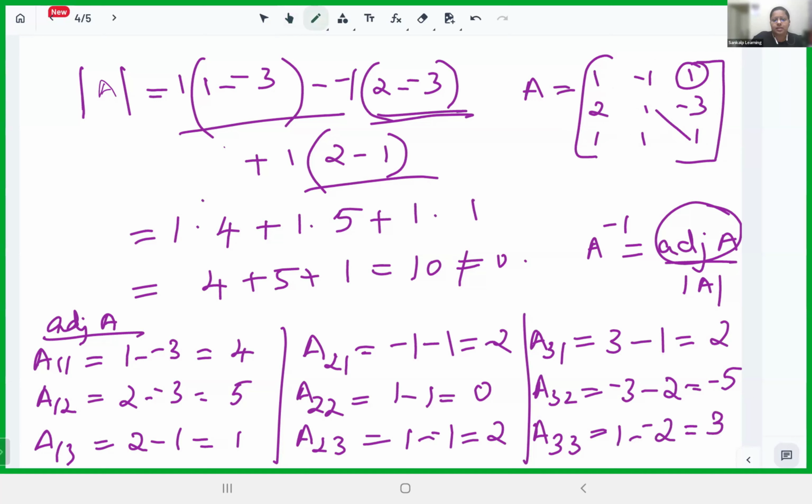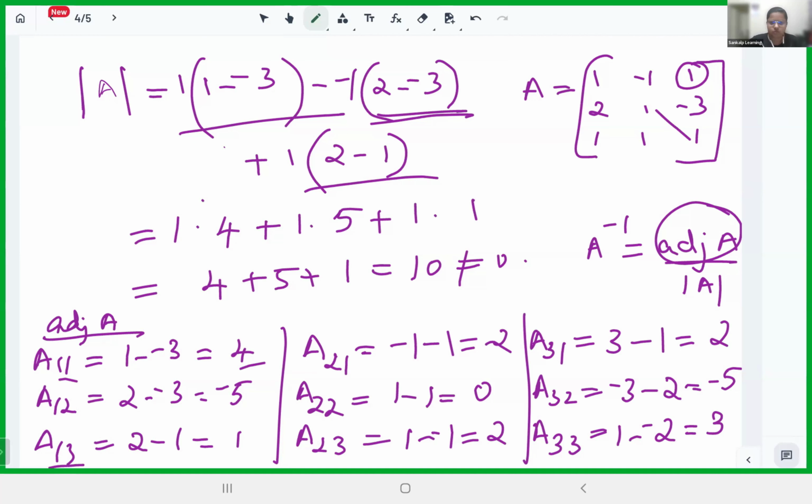Now what you have to do? You are writing cofactors, right? Cofactor means it is a signed minor, which means you have to change the sign. How will you change the sign? If you add the position and get an even number, then you don't need to change the sign. If it is an odd number, you need to change the sign. So here 1 plus 1 is 2, so don't need to change the sign of 4. And 1 plus 2 is 3, so you need to change the sign of 5. So it will become minus 5.